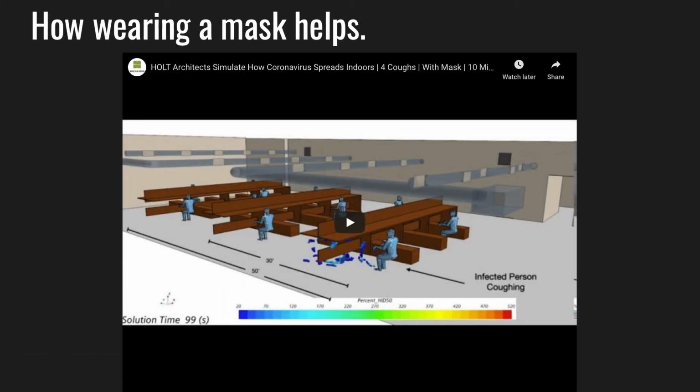Okay, now is the second video that shows how effective a mask can be to stop those viral aerosols and droplets from being emitted and basically allowing them to cascade and dance around the room.